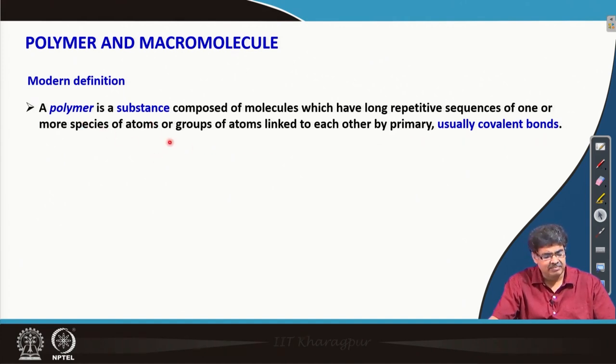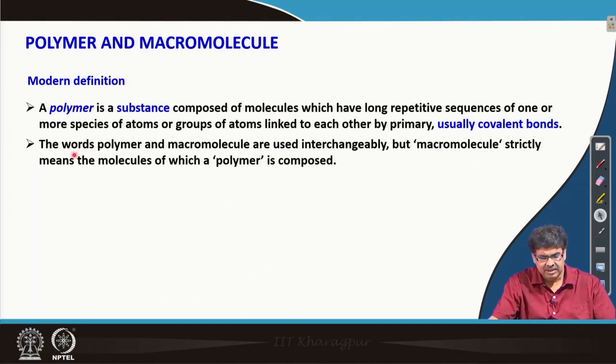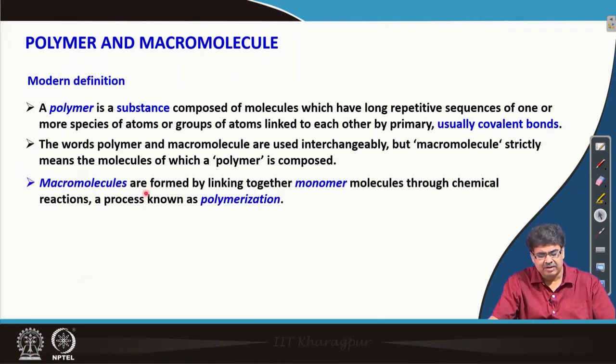So, again, a polymer is a sample or a substance composed of molecules which are large molecules or macromolecules. The words polymer and macromolecule are used interchangeably, but macromolecule strictly means the molecules of which a polymer is composed. As I was saying, generally the term polymer refers to a collection of macromolecules. Macromolecules are formed by linking together monomer molecules through a chemical reaction, a process known as polymerization.